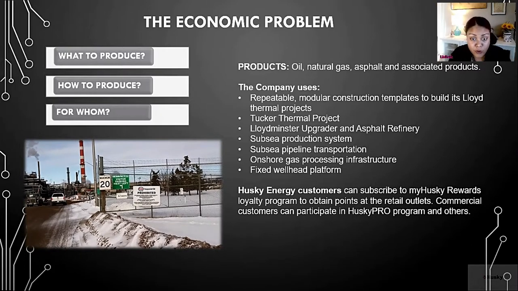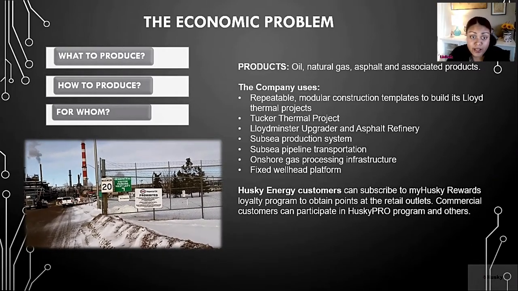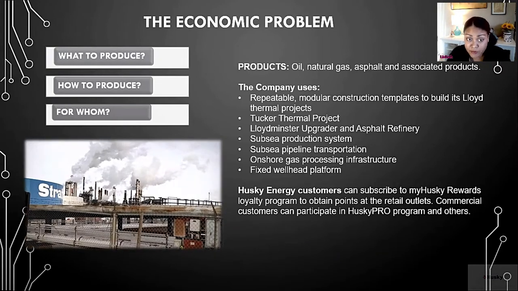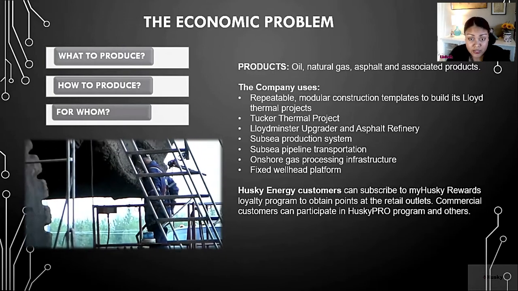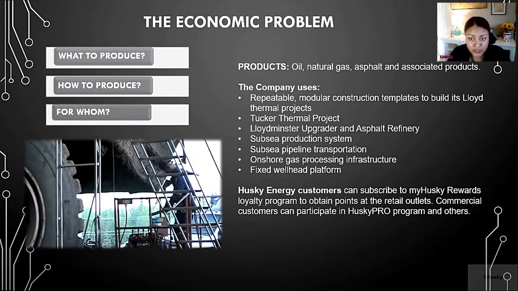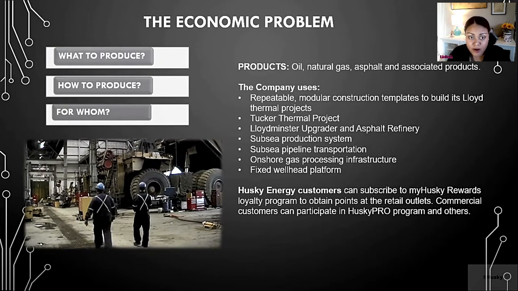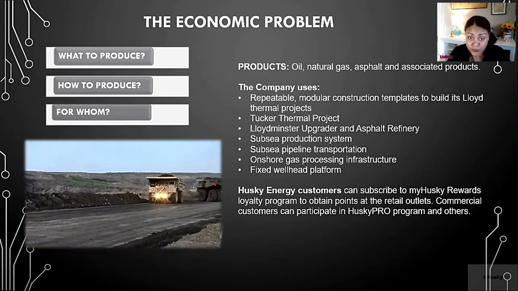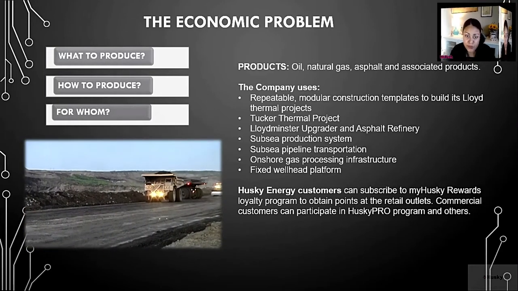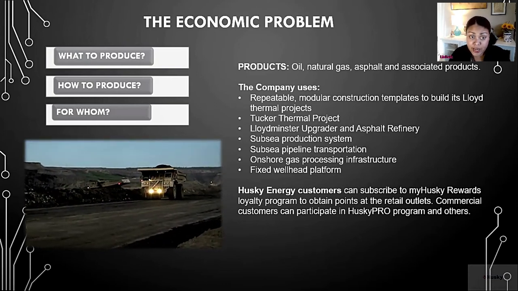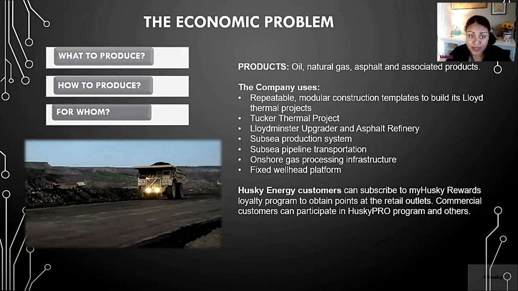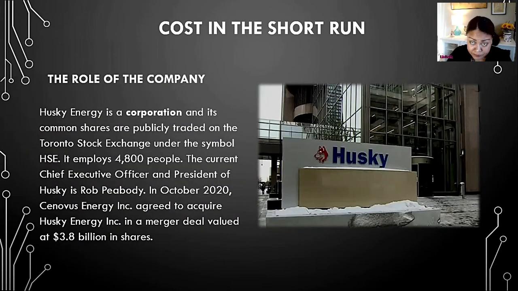So, for whom? Husky's retail and commercial distribution network runs from Vancouver Island, British Columbia to Miramichi, New Brunswick, and consists of retail outlets, travel centers, cardlock operations, and bulk distribution facilities. Let's move on to the short run for Husky Energy, and let's talk about the role of the company.